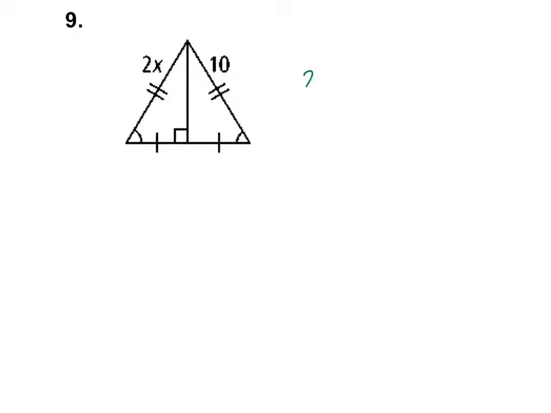The next one, I know that those two are congruent. So 2x equals 10. Just dividing, x equals 5.